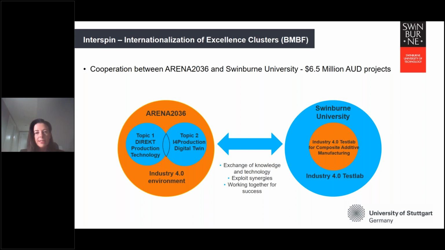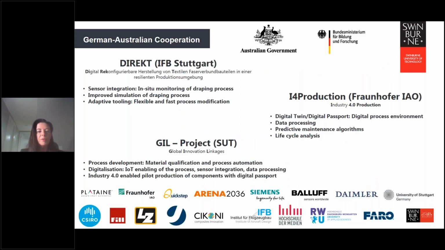On the ARENA 2036 site, there are two interrelated projects. One is on production technology and the other is with the Fraunhofer IAO to create a cognitive digital twin of our physical factory in Melbourne. So there will be an enormous global exchange. These are the three interrelated projects, and we're very proud to be partnered with these organisations. But particularly Phil, who are absolutely world leaders, have been incredibly supportive and generous of their partnership with Australia.